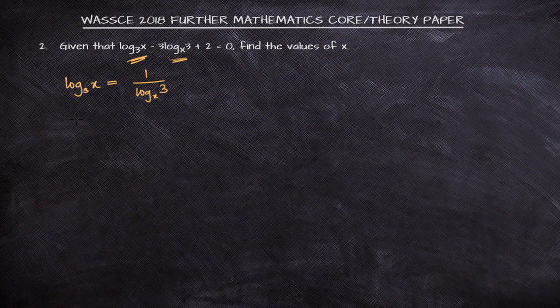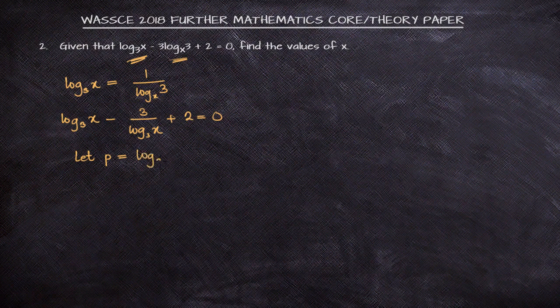So if we apply this, we can see that our equation will become log base 3 of x minus 3 over log base 3 of x plus 2 is equal to 0. So applying that rule of logarithm has helped us to have only one unknown that we can call p. Let's say p is log base 3 of x.